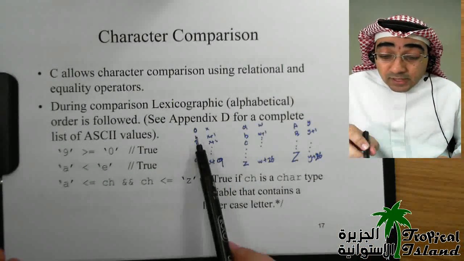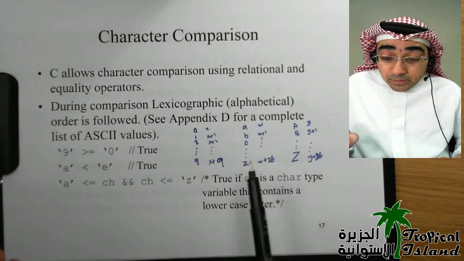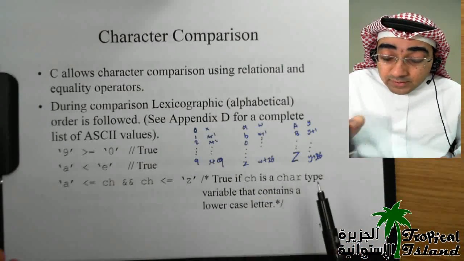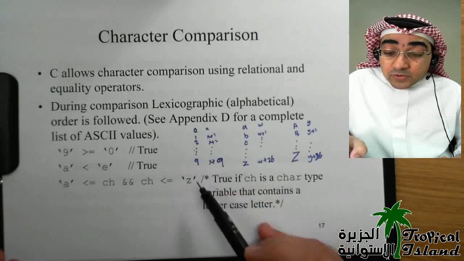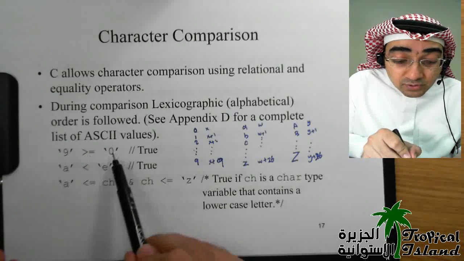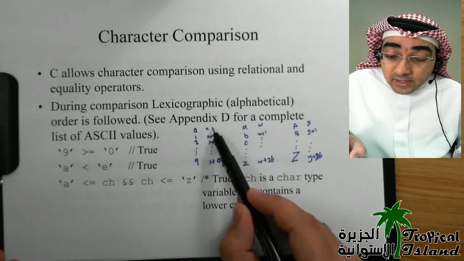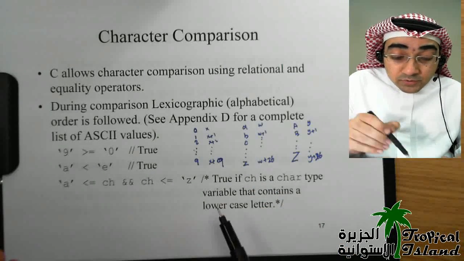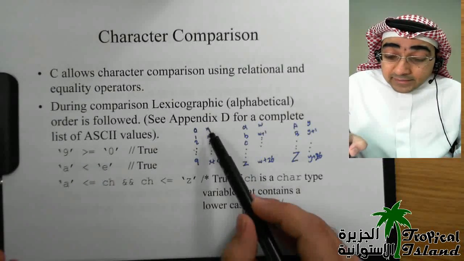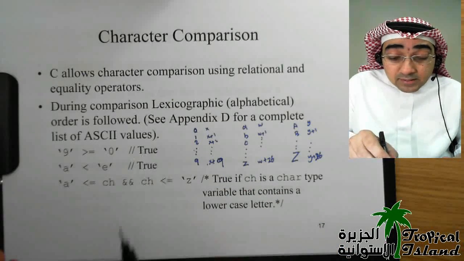So you do not actually have to know the value of an ASCII character to compare it. If you know 0 and 9 are consecutive values, each one 1 greater than the other, and then I ask you, is 9 greater or equal to 0? Yes, 9 is greater than or equal to 0, so this results in true. If I said 9 is less than or equal to 0, is 9 less than 0? No, the value of 9 is greater than the value of 0, so this result will be false.